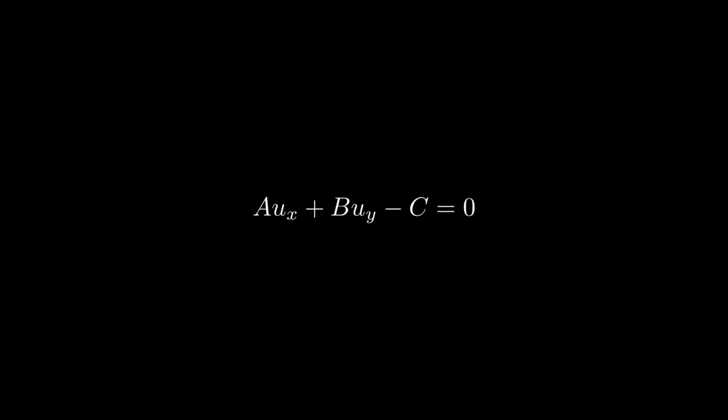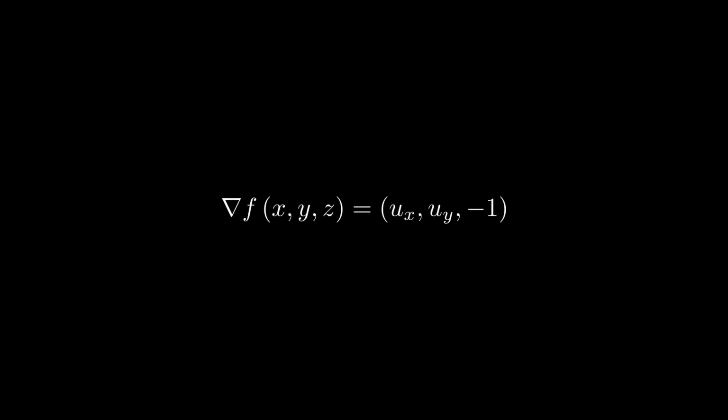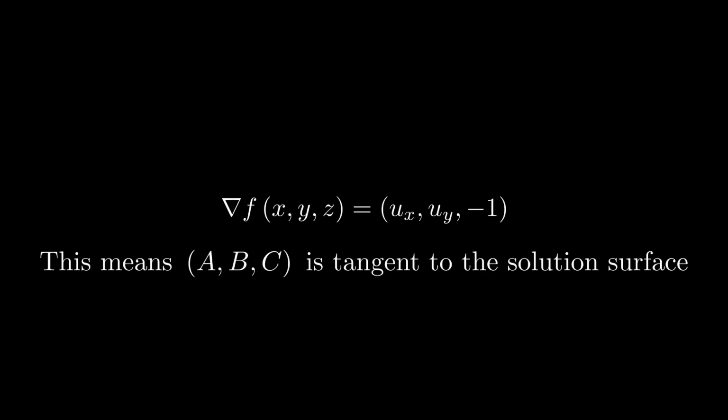Let's take C to the other side of the equation. The key observation here is that the equation is nothing but the Euclidean dot product of the vectors (A, B, C) and (u_x, u_y, -1). Now, recall from multivariable calculus that the gradient of f at the point (x, y, u) is normal to the solution surface at the point (x, y, u). Now, since f of (x, y, u) can be written as u minus z, it follows that the gradient is given by (u_x, u_y, -1). It's just obtained by differentiating with respect to each variable.